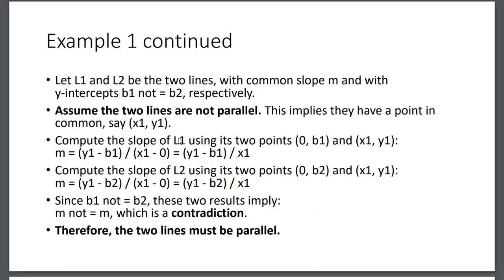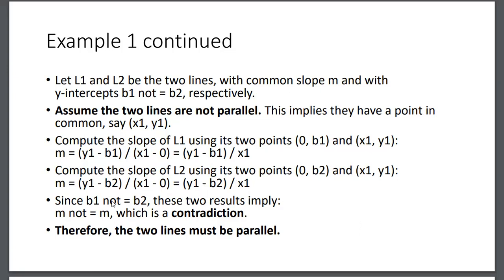Compute the slope of L1 using its two points, this common point x1, y1, and its y-intercept 0, b1. Slope, rise over run, y1 minus b1 over x1 minus 0. That's y1 minus b1 over x1. And similarly, compute the slope of L2 using 0, b2 and the same common point x1, y1. And we get slope M, again, is this time y1 minus b2 over x1.